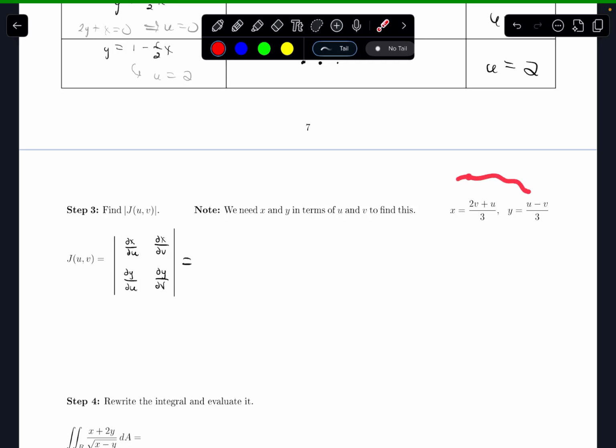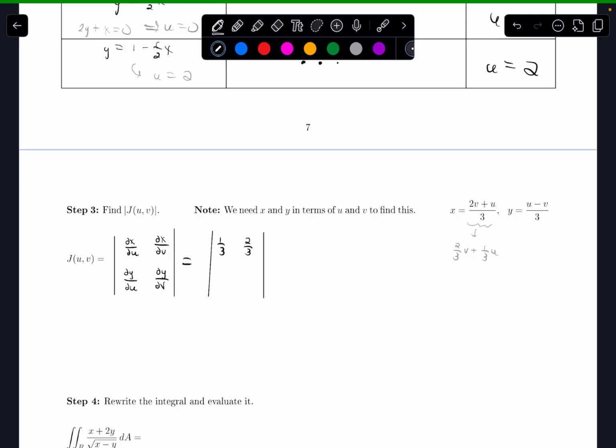So now let's do those partial derivatives. I've gone ahead and written down my equations for x and y. This is actually one of the reasons why I need x and y isolated, so I can do these partial derivatives. So I can simplify this. I can split this up into two fractions. This becomes 2/3 v plus 1/3 u. So if I do the partial of this with respect to u, I get just 1/3. If I do the partial of that with respect to v, we get 2/3.